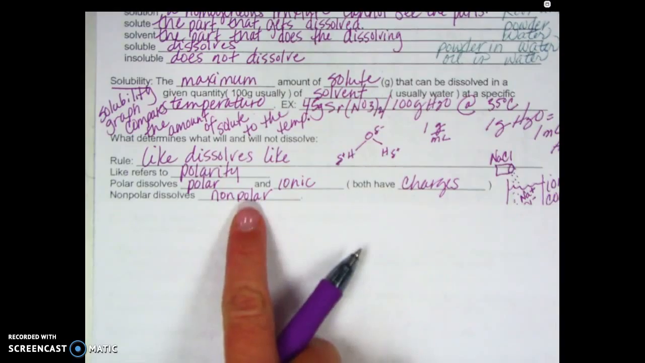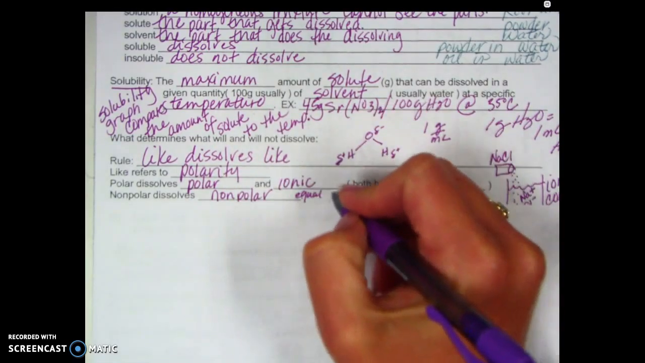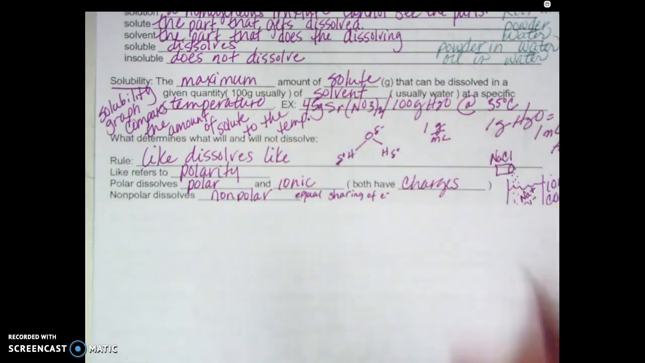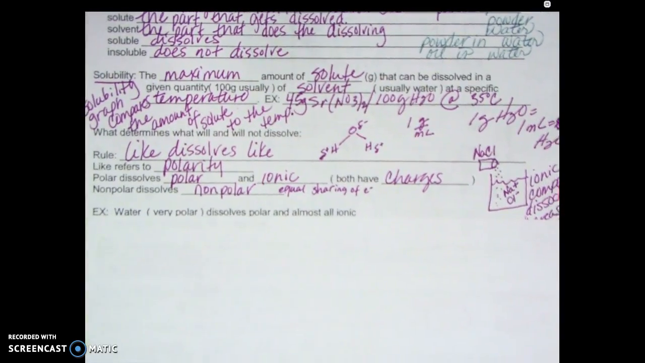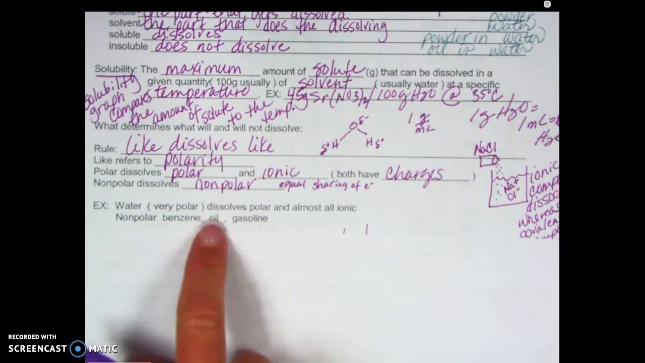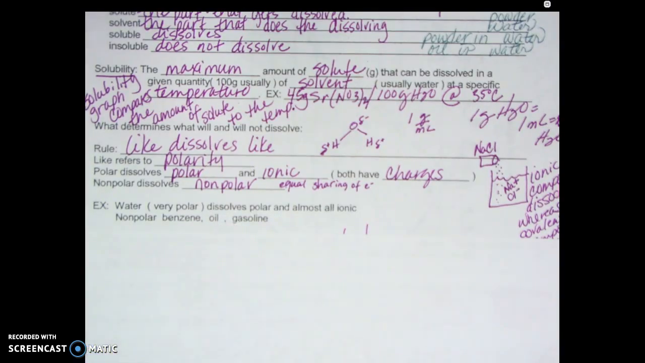Nonpolar dissolves nonpolar, and these are equal sharing of electrons. So water, which is very polar, dissolves polar and almost all ionic substances. Nonpolar would be benzenes, oil, gasoline, and that's why we mix oil and gasoline together for our motors. Okay.